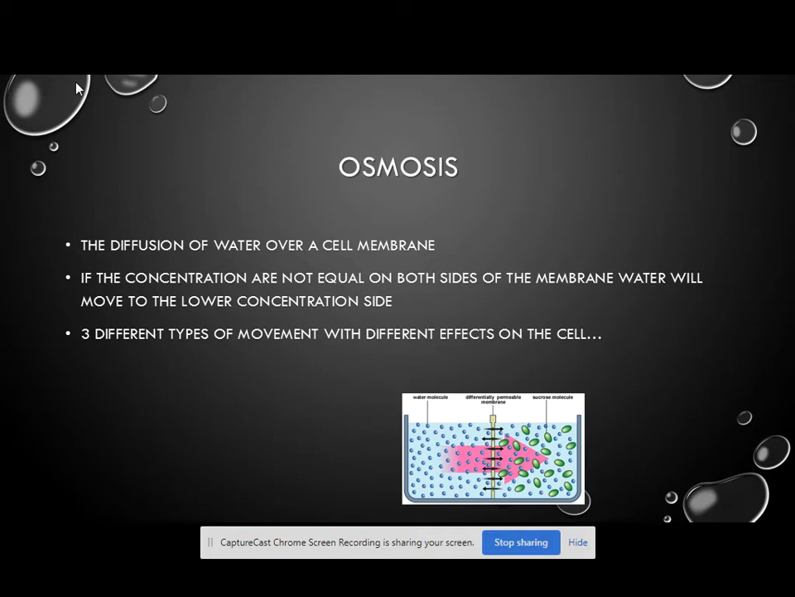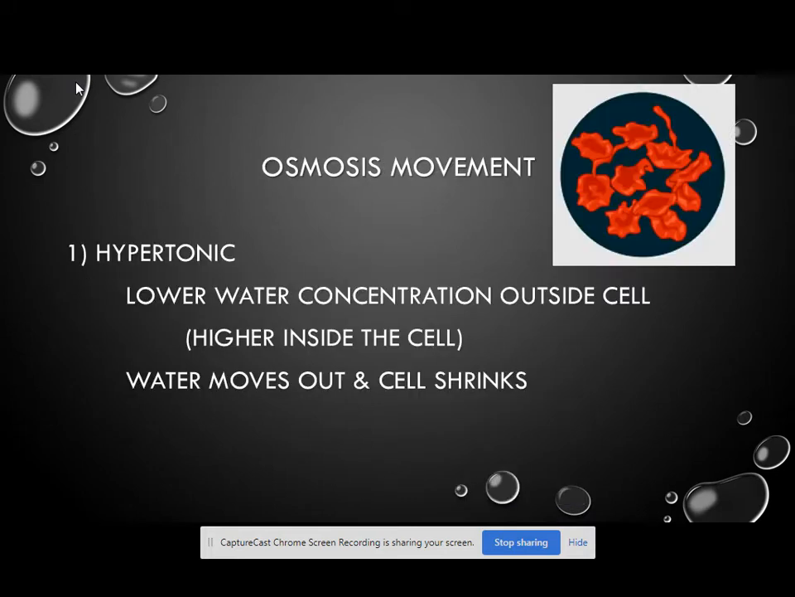So osmosis is the diffusion of water over a cell membrane. And if the concentrations are not equal on both sides of the membrane, water will move to the lower concentration side, just like what we talked about with diffusion, from high concentration to low concentration. And there are three different types of movement with different effects on the cell. And that's what we'll look at here.